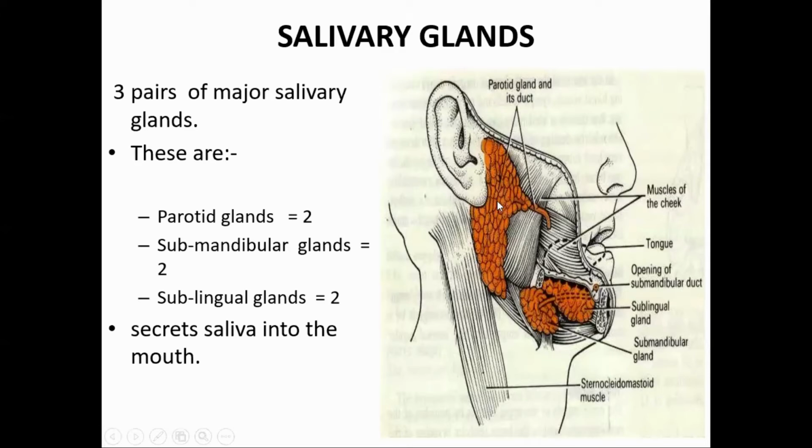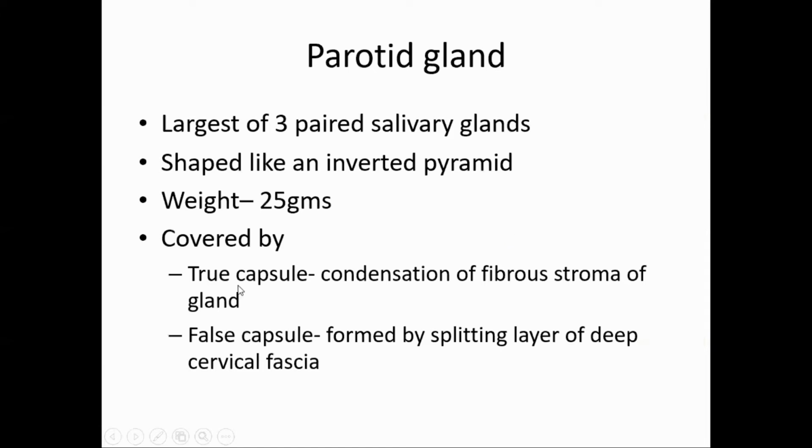The true capsule is formed by the condensation of the fibrous stroma of the gland. See, how is the true capsule formed? It is formed by condensation of the fibrous stroma of the gland.